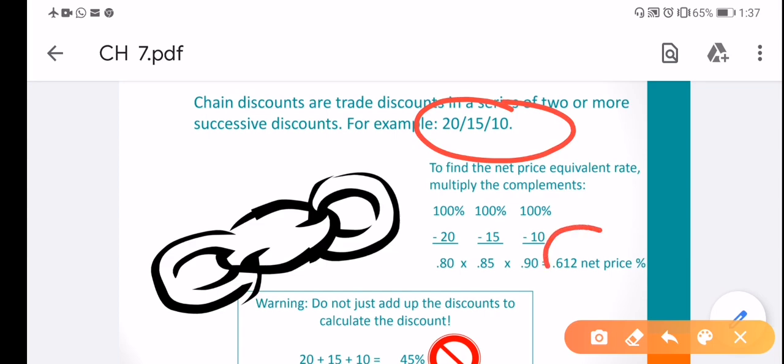So if you multiply these complements, we will get 0.612 here, which is the net price. So this is the net price. We take this number and multiply it by the list price, or the original price of the item.